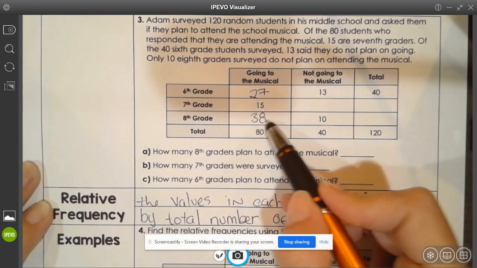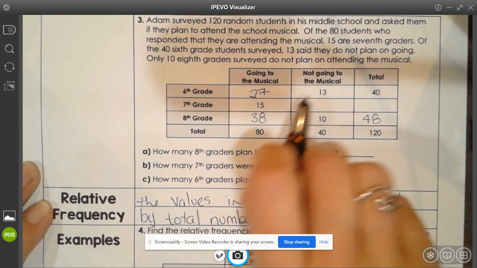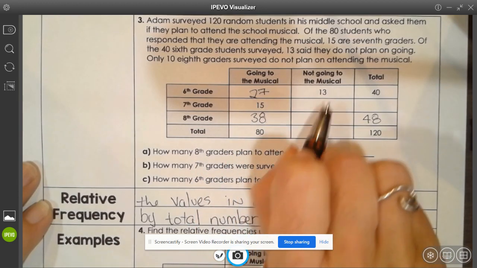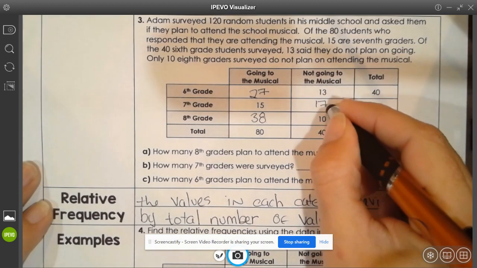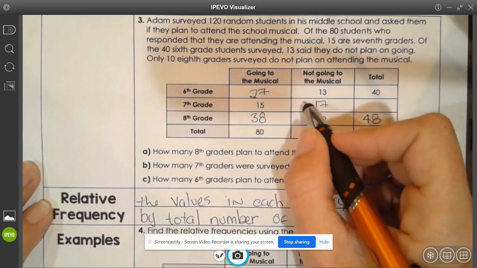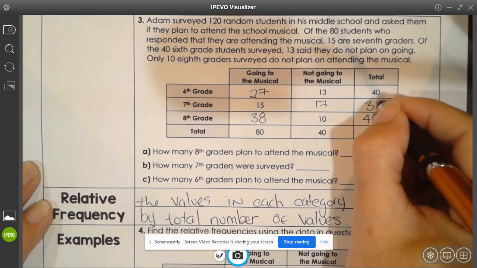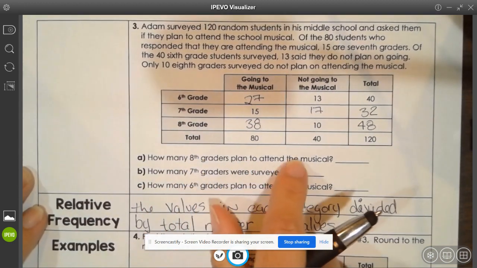Now we have that. So 38 plus 10, that is 48 here. So we can find that total. Now we can find this number the same way we found this number over here. So that's 10 plus 13, that is 23, and then 40 minus 23, that's 17. 17 here, okay? Now we can add 15 plus 17 to find that missing total here. So that's 32. And we found all the numbers. Nice, right?